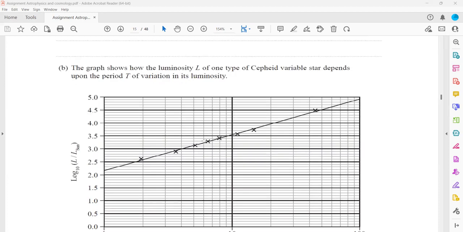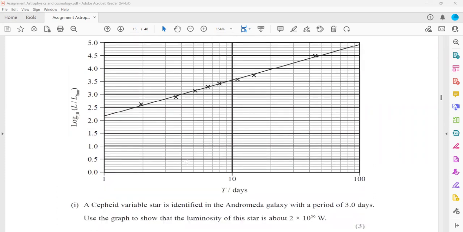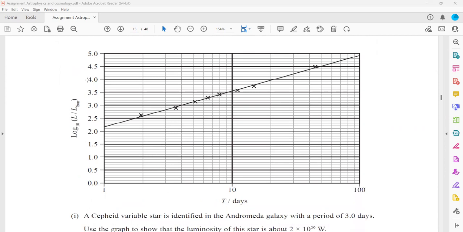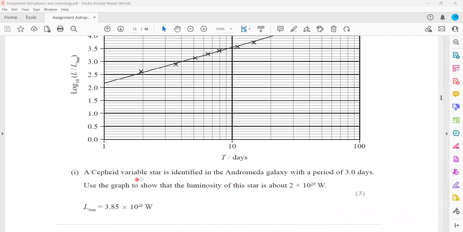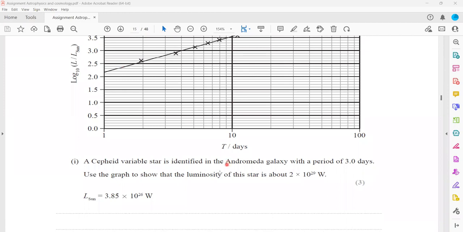The graph shows how the luminosity L of one type of Cepheid variable star depends on the time period variation. The ratio is its luminosity compared to the luminosity of the Sun, L by L sun. It increases as the time period increases. A Cepheid variable star is identified in the Andromeda galaxy with a period of 3 days. Use the graph to show the luminosity of this star.